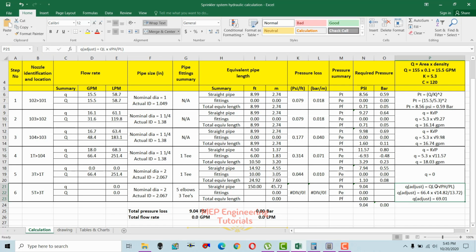So Q adjust is equal to QL. QL, as I told you, is the flow across the low pressure line. This is for the low pressure line, and this is for the high pressure line. So flow across the low pressure line is 66.4, square root of the pressure across the high pressure line over the pressure across the low pressure line. For the high pressure line, you can see the pressure is this one, 9.04.